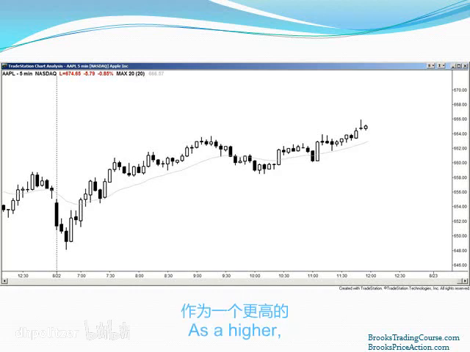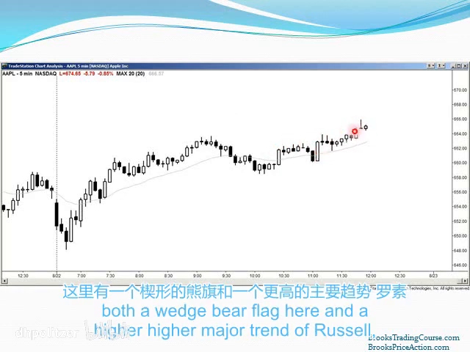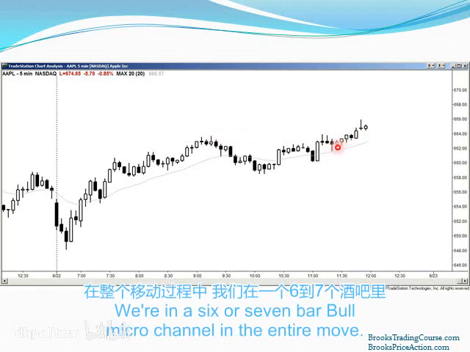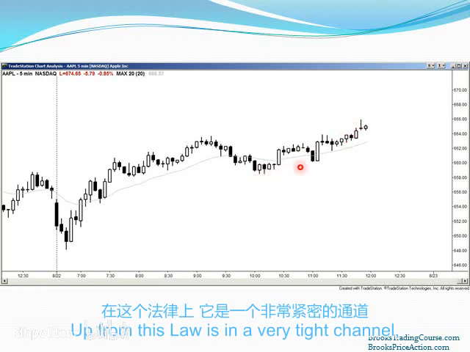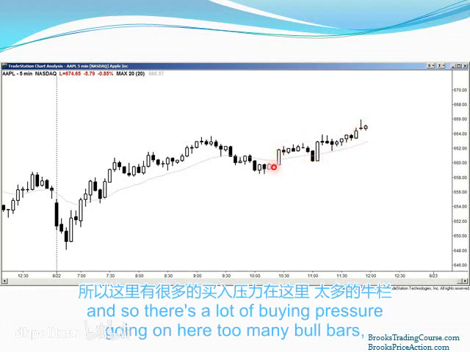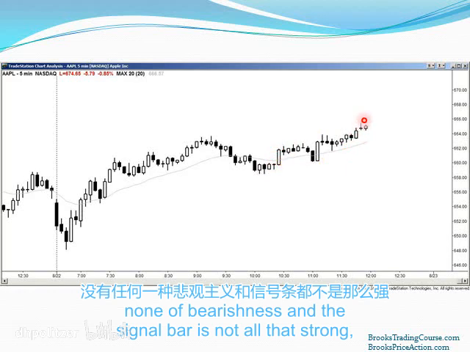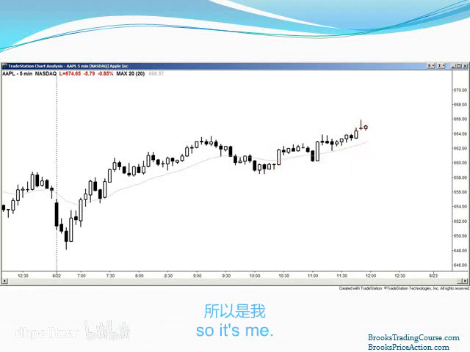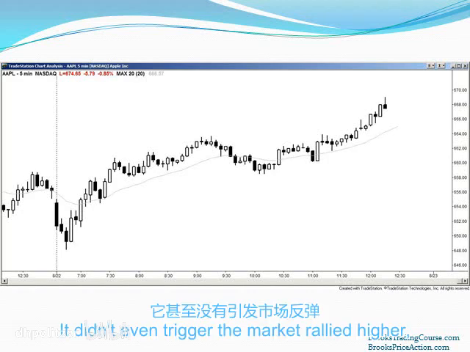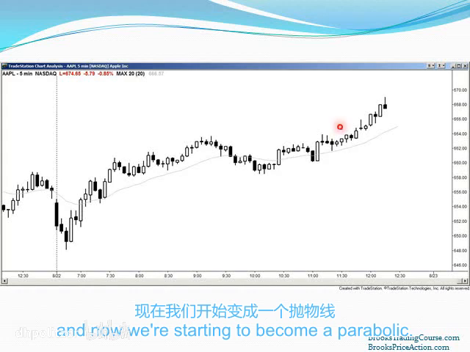All right. What about this as a higher high major trend reversal? We have 3 pushes up, so there's a wedge bear flag here, and a higher high major trend reversal. But we're getting too many bars up. We're in a 6 or 7 bar bull micro channel, and the entire move up from this low is in a very tight channel. And so there's a lot of buying pressure going on here. Too many bull bars, not enough bearishness, and the signal bar is not all that strong. So to me, I would not take that short. It didn't even trigger. The market rallied higher, and now we're starting to become parabolic.